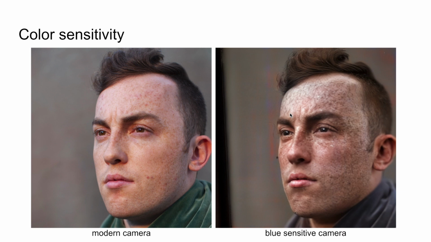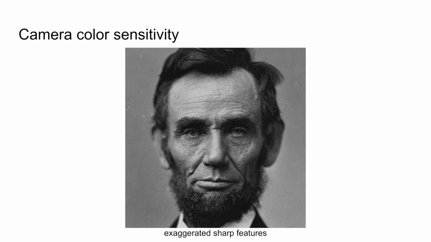For example, they don't capture skin subsurface scattering, which has a smoothing effect on the face and mostly happens in the red channel. We can see this effect in this photo of Abraham Lincoln. We can see that his face in this photo has sharp features, and these features are likely exaggerated due to the film being only blue sensitive.